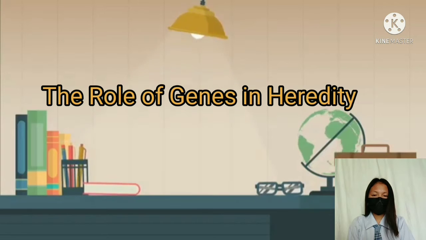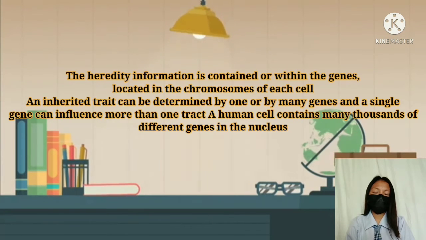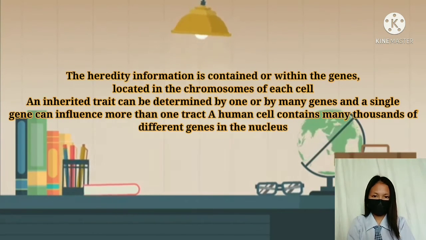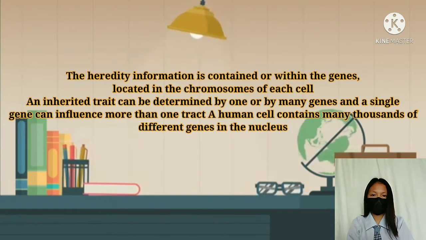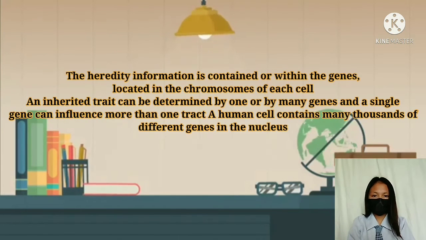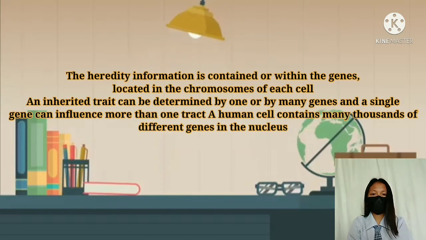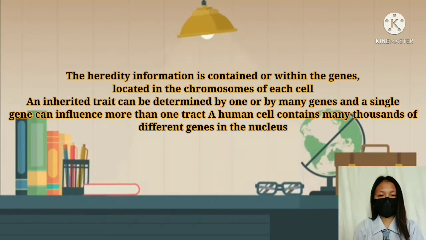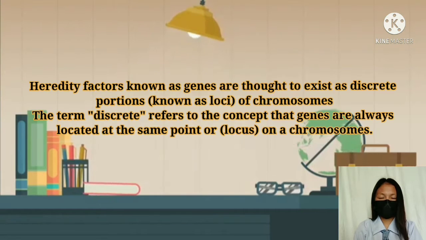The role of genes in heredity. The hereditary information is contained within the genes, located in the chromosomes of each cell. An inherited trait can be determined by one or by many genes, and a single gene can influence more than one trait. A human cell contains many thousands of different genes in the nucleus.